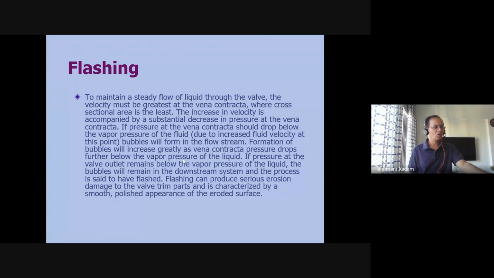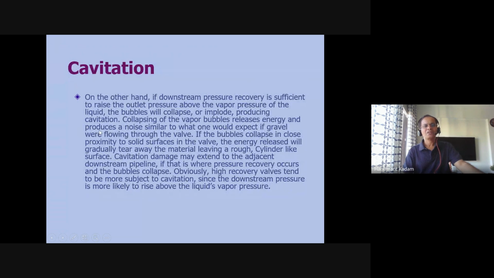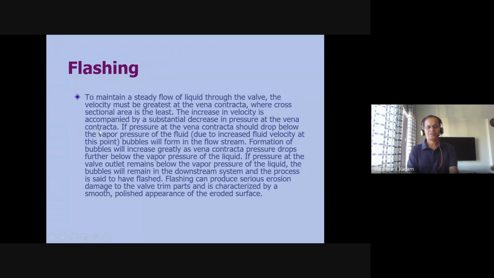So this is what we have covered so far: the valve parts, their importance, some definitions about the control valve, and how it is sized. That is what we have covered. Now I am giving you two or three special characteristics like flashing and cavitation.